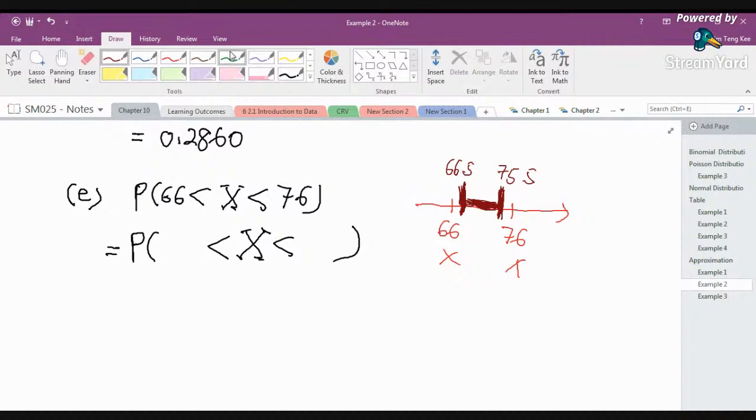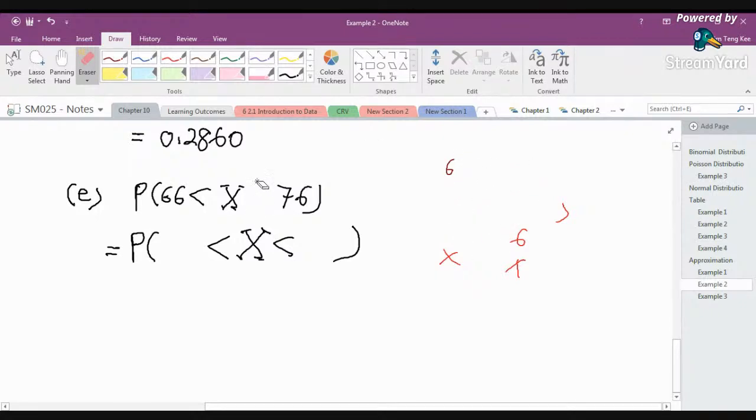Sorry, I think I referred to the wrong question. I copied the question wrongly. By right, this one is not less than; it's supposed to be less than or equal. So let me consider the situation again. The continuity correction is still the same for less than and less than or equal; the equal sign is ignored for continuity corrections.